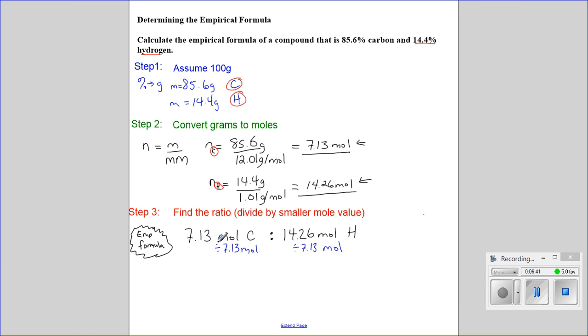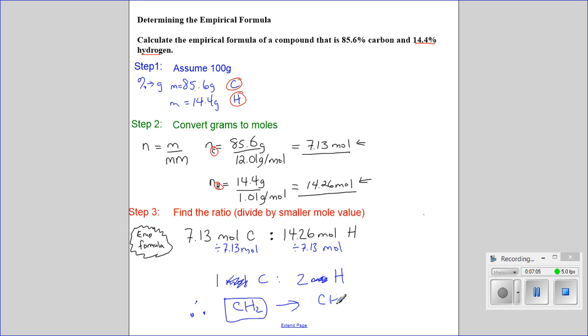So we've written down our moles. We divide by the smaller moles. And again, the ratio is for every 1 mole of carbon, there are 2 moles, or sorry, the moles even cancel out there. For every 1 carbon, there are 2 hydrogen. So therefore, the empirical formula is CH2. That's the lowest ratio.